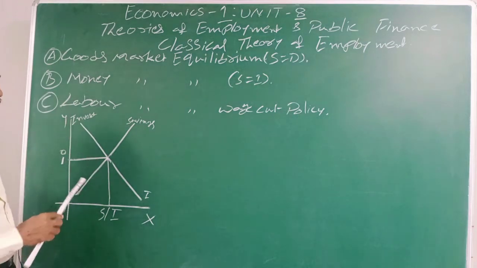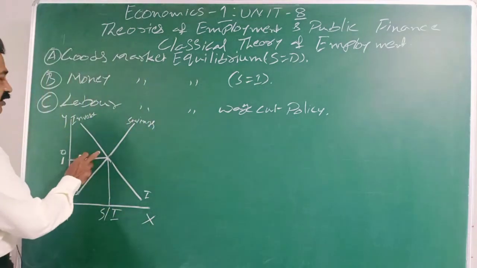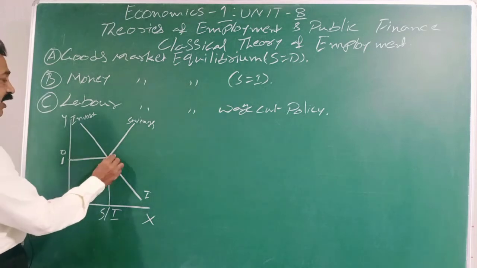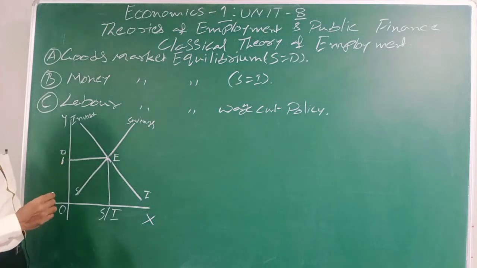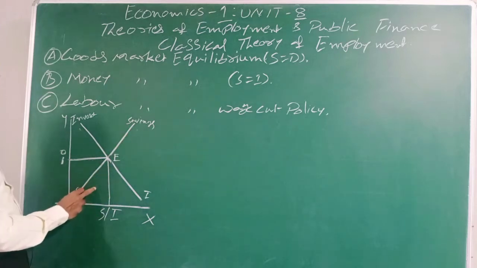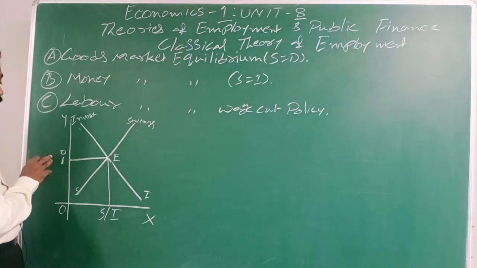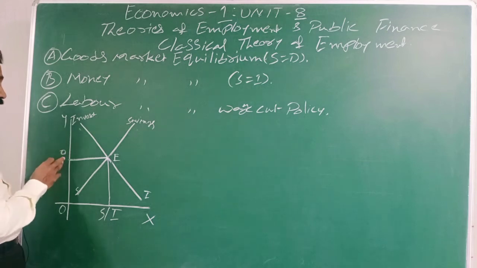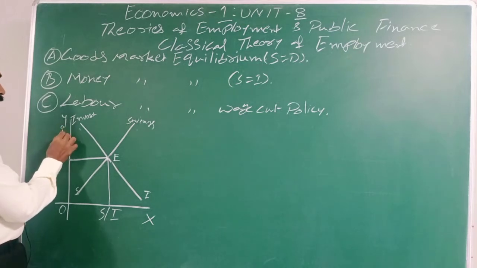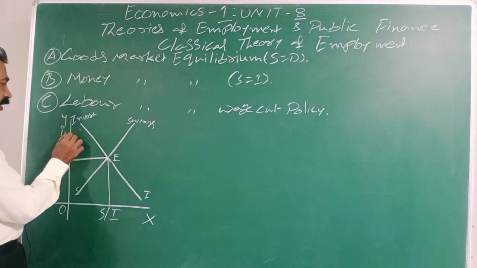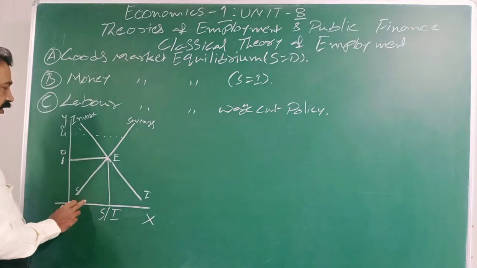Now here we will see what happens. According to classical economists, investment and savings become equal and reach an equilibrium at a favorable interest rate, which stays in the market for a longer period. In case the interest rate increases to, let us say, I2, immediately you can see investment decreases from here to here.